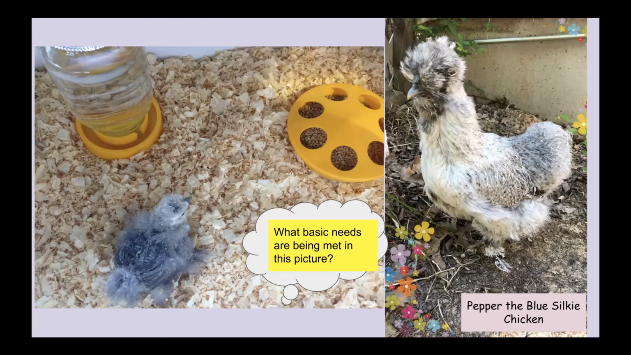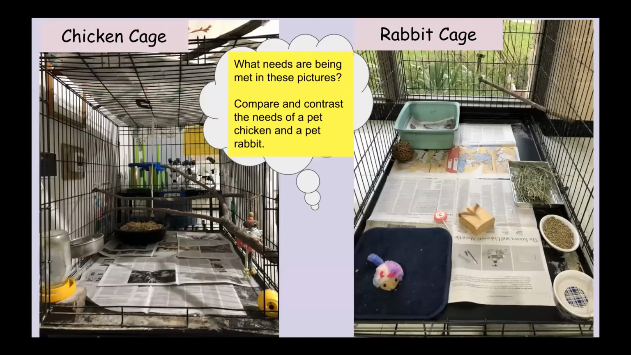What do you guys notice in the picture? And what are some needs that are being met? So the first thing that I noticed is there's water. We also have some food pellets over here. And then of course, because she's in her little container, she has air and she has space to move and roam around.